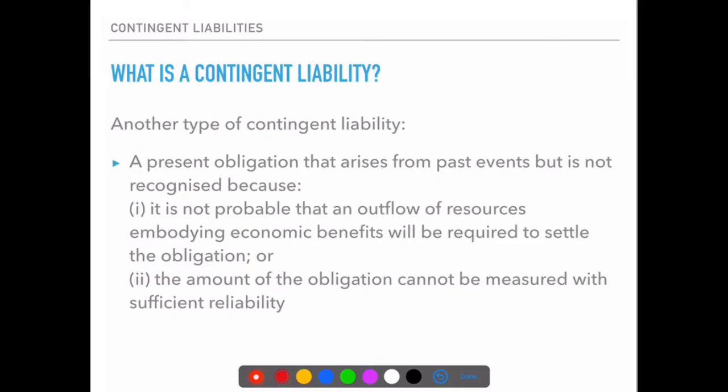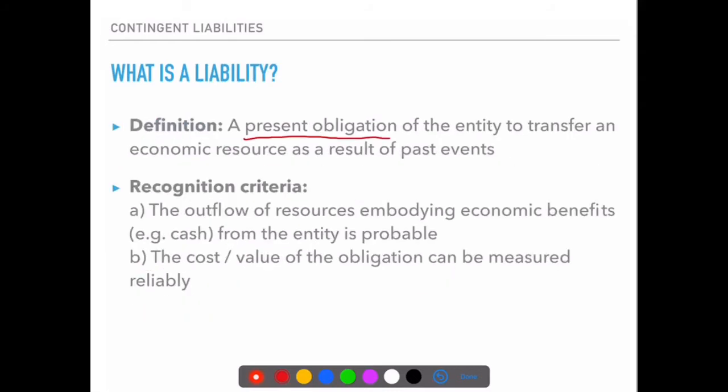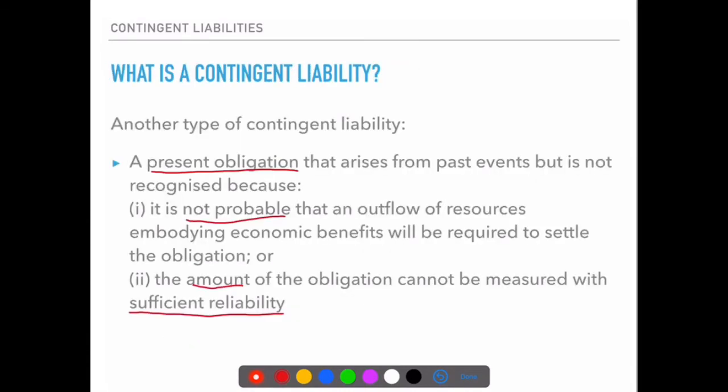Another type of contingent liability is a present obligation that arises from past events, but it is not recognized because the outflow of resources is not probable and the amount of the obligation cannot be measured with sufficient reliability. So this also doesn't satisfy a liability because in the definition of a liability, the cost or value can be measured reliably. However, in this type of contingent liability, the amount cannot be measured reliably.